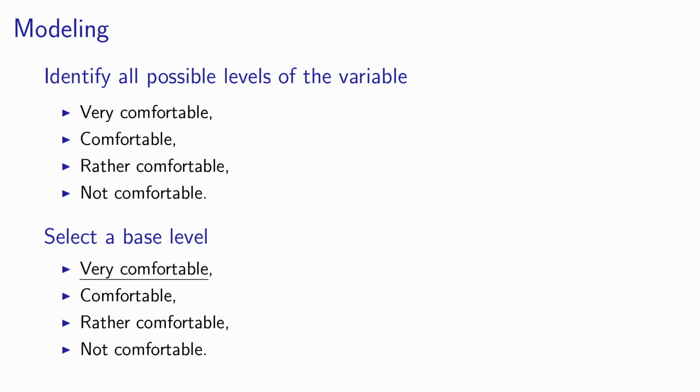In order to see how to model a qualitative variable, let's take the example of comfort. So we consider the variable comfort. The first thing to do is to identify all possible levels that this variable can take. So we consider it as a discrete variable. In this example, we can consider 4 levels: very comfortable, comfortable, rather comfortable, and not comfortable. Once we have identified these levels, we need to select one level which is considered as the reference. We call it the base level. In this example, let's consider very comfortable as the base level.